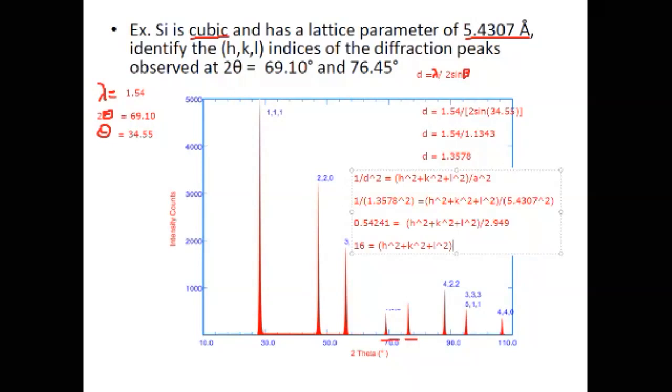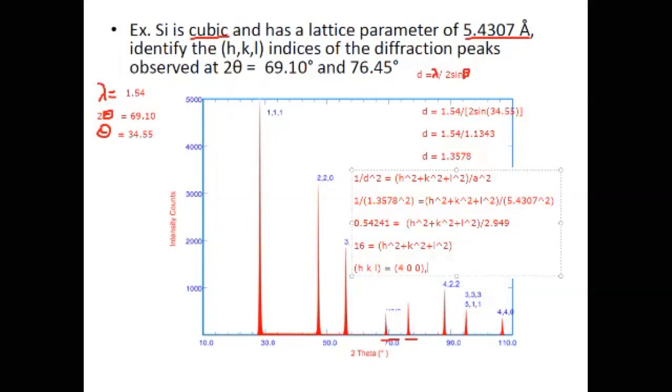to 16. So one possible solution, one possible HKL, and there could be several possible HKL values. So one could be the 400 reflection plane, because remember 4 squared is 16. That would give us that HKL.